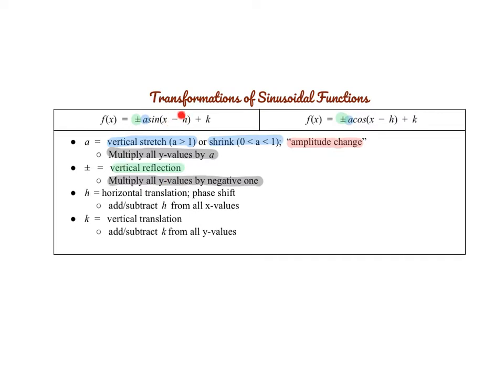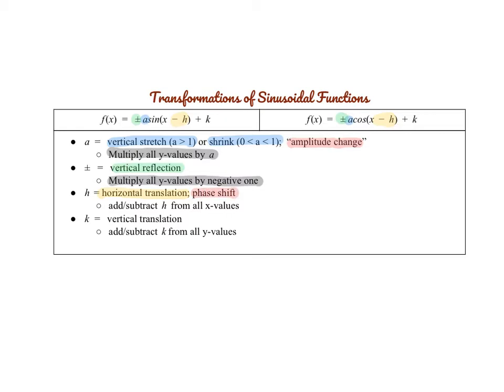Okay, next, what happens if we add or subtract from x, so that value we always call h. So let's look right here. If you see plus or minus h here, that's actually going to cause a horizontal translation, which really is just a shift to the left or right. The trig term for this is actually a phase shift, but it just means we're shifting left or right.